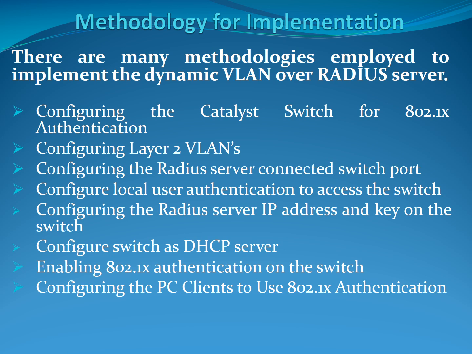Configuring the RADIUS server connected switch port. Put the RADIUS server connected switch port into a particular VLAN so that we can differentiate the traffic between the server and user ports. Configure local user authentication to access the switch. Configuring the RADIUS server IP address and key on the switch. Configure the switch as a DHCP server. Enable 802.1x authentication on the switch. This is required to support authentication. Configure the PC clients to use 802.1x authentication.